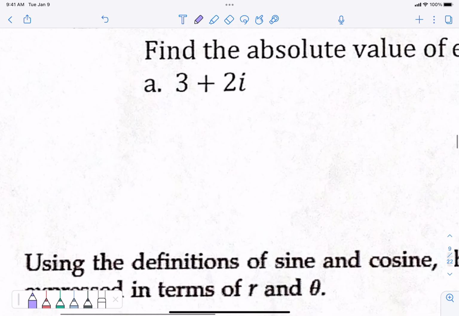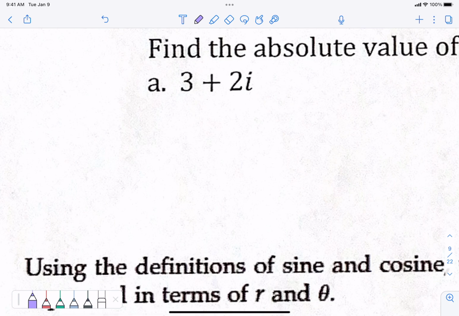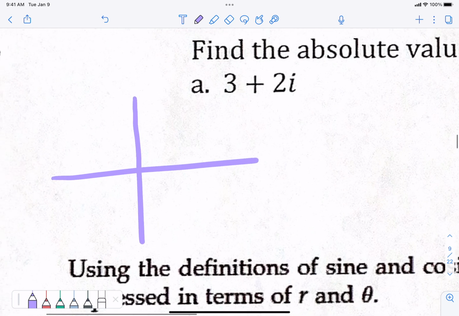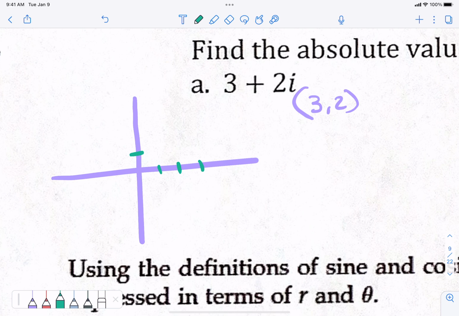Okay, so go down to example 1. We're going to do the first half of A and B, which is graphing it. If we're graphing 3 plus 2i, you're going to literally plot the point 3, 2. So you go over 3 and up 2. And there is this point. This is 3 plus 2i. It's just a dot hanging out, a coordinate point in space.